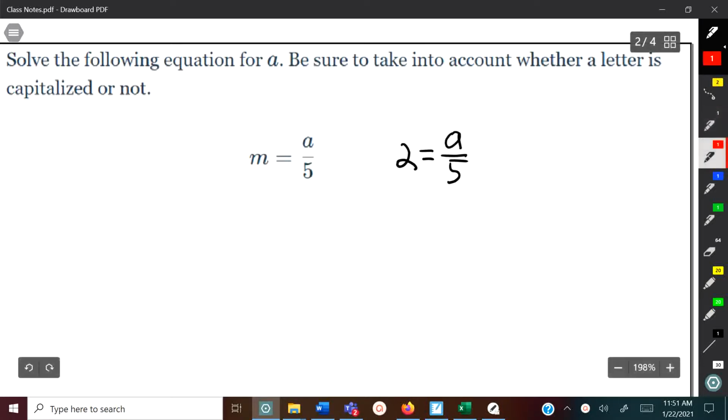To get this a by itself, since a is being divided by 5, you would multiply by 5 on both sides. You would do the exact same thing here. You would multiply by 5 on both sides. The 5's will cancel out, and that's going to leave you with 5 times m, which is 5m, is equal to the a.